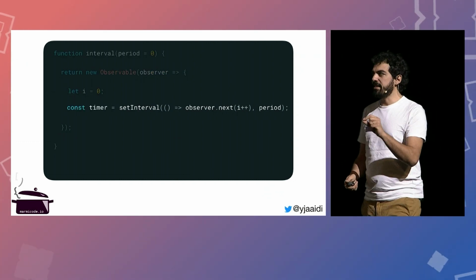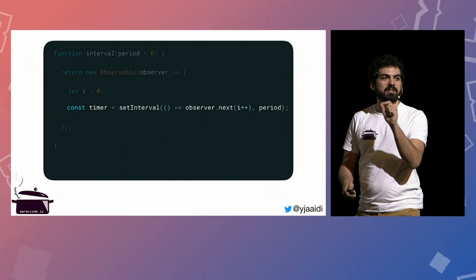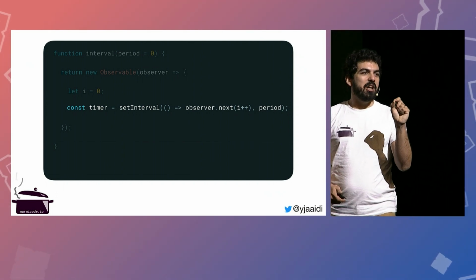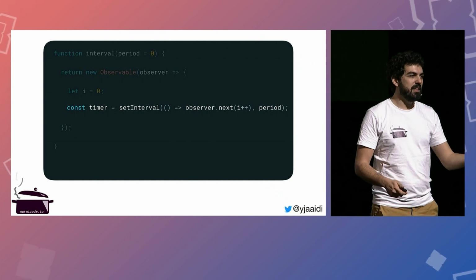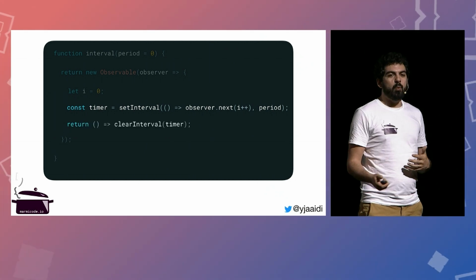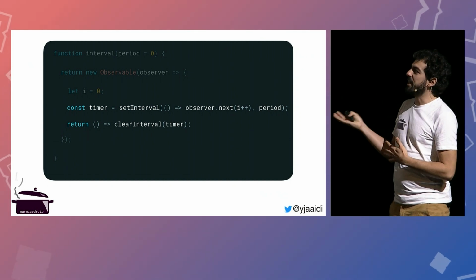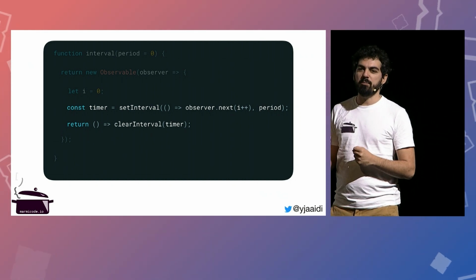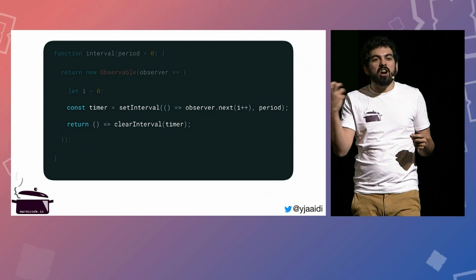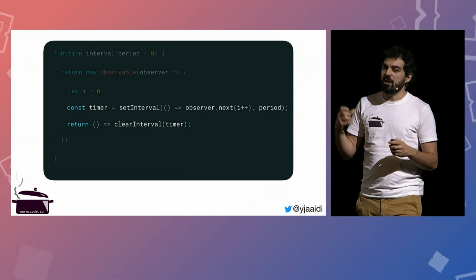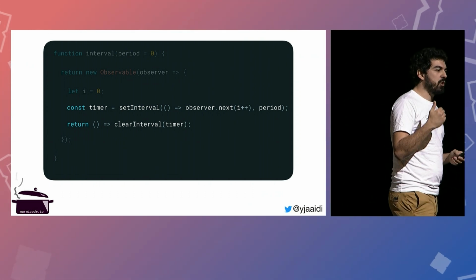But the cool thing is that I can keep the timer. What does the timer do? We need the timer when we use set interval to clear the interval, to interrupt it when we don't need that data anymore. So that's where we return our teardown logic. That's a great concept in observables: we return a kind of destructor, the teardown logic that will be executed when we unsubscribe from that observable.